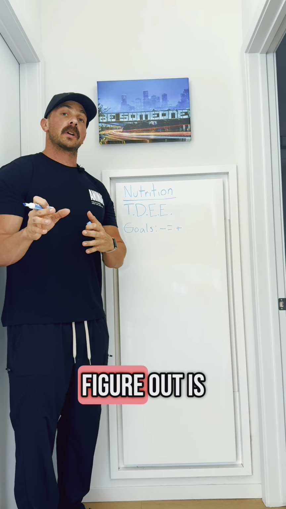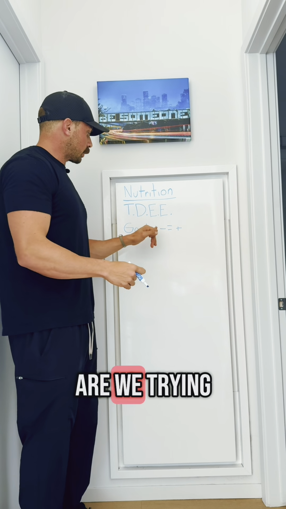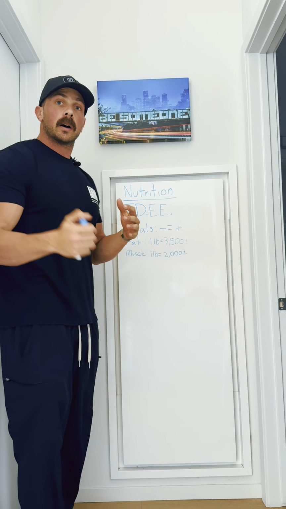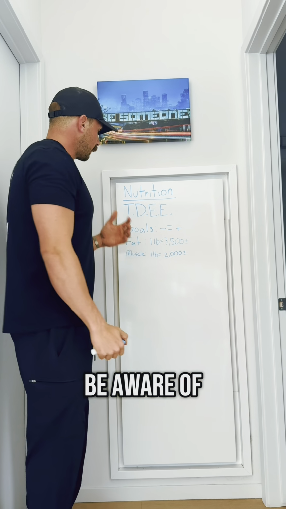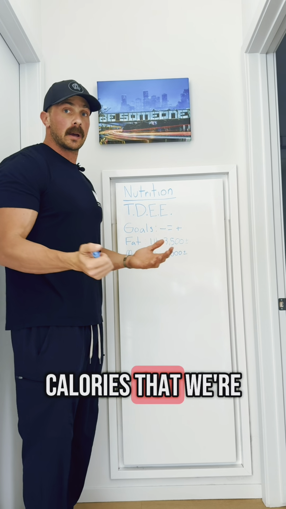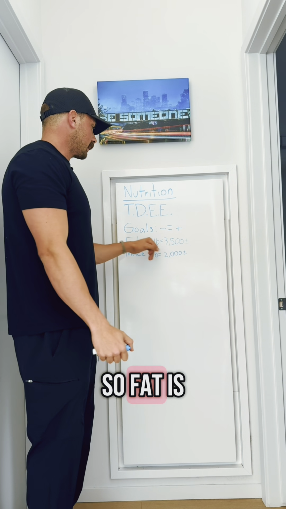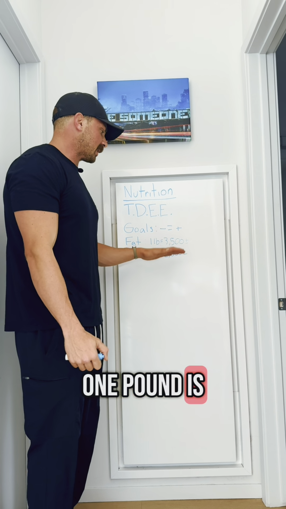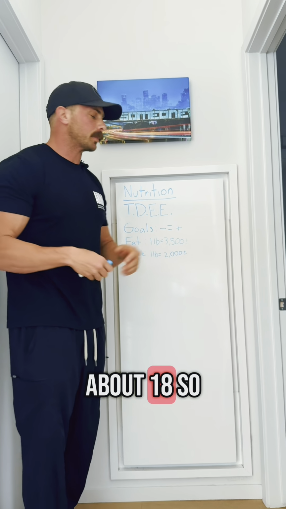The next thing we need to figure out is, what is your goal? Are we trying to lose weight, maintain weight, or gain weight? Another number that we need to be aware of is how many calories we're going to be manipulating. Fat is about 3,500 calories for every 1 pound. Muscle for every 1 pound is about 2,000, about 1,800.